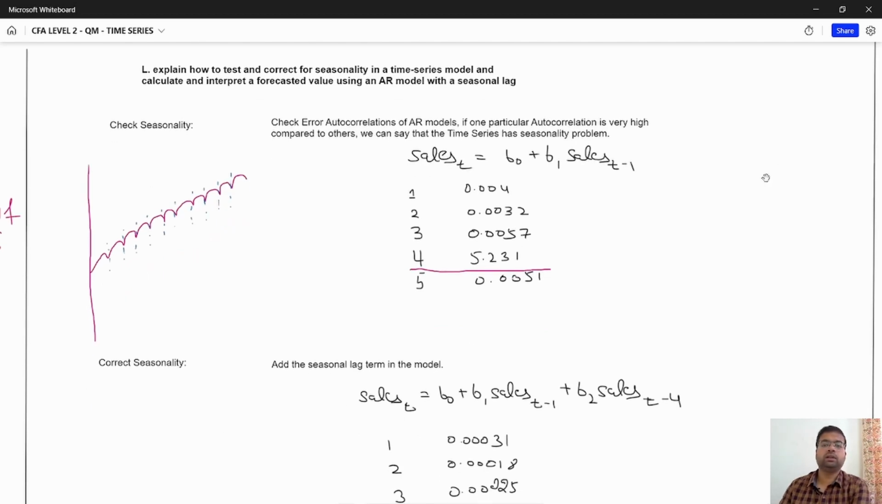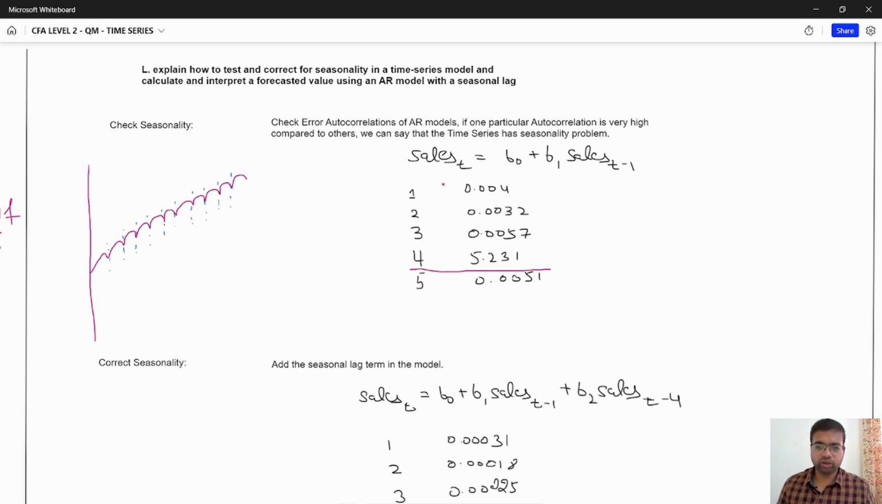Let's discuss the next learning outcome statement. Explain how to test and correct for seasonality in a time series model and calculate and interpret the forecasted values using an AR model with a seasonal lag. Now, how can we check the seasonality? We can check the autocorrelations of the error terms of the AR model. If one particular autocorrelation is very high compared to others, we can say that the time series has a seasonality problem.